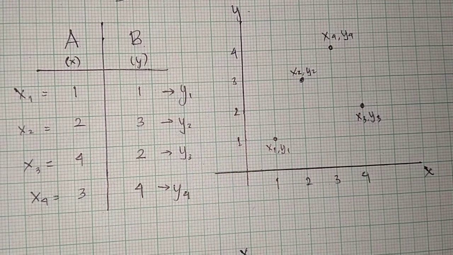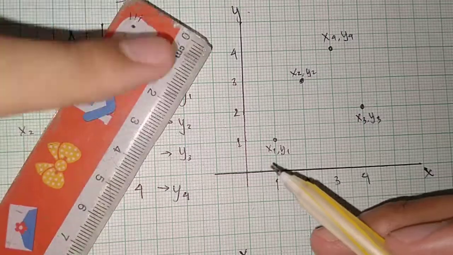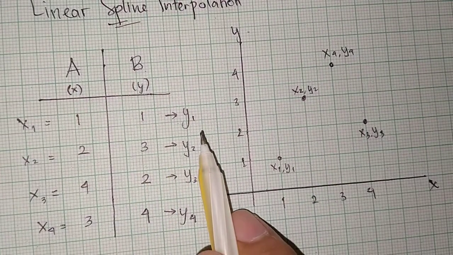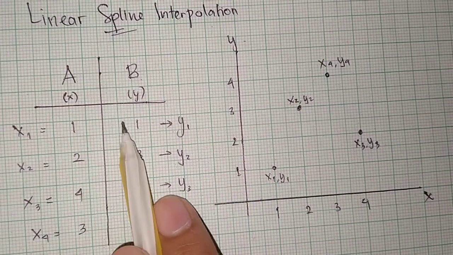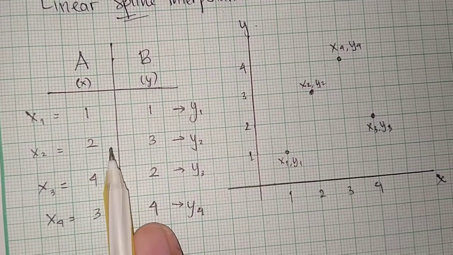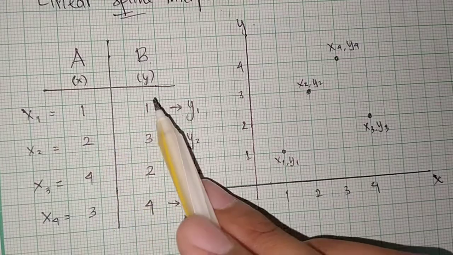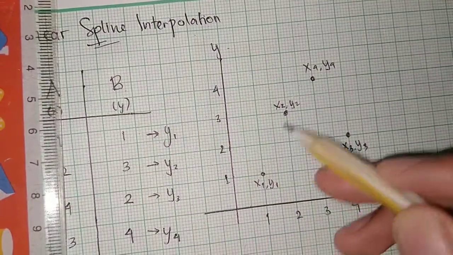Okay, now we have 4 points in the Cartesian coordinate based on the data we have. Now we are going to make a connection between the dots. From point number 1 to point number 2, from 1, 1 to 2, 3, we are going to make a line from this to this.